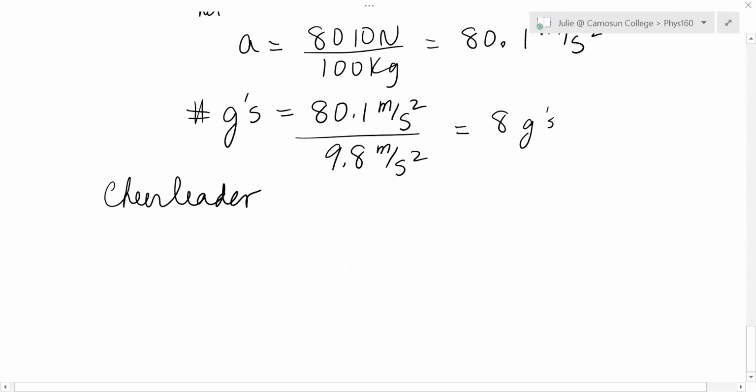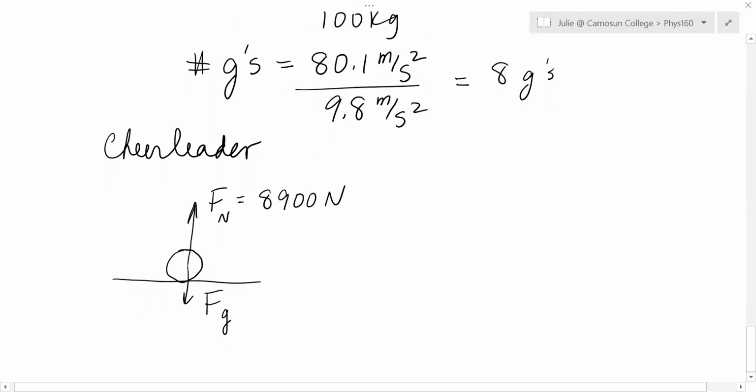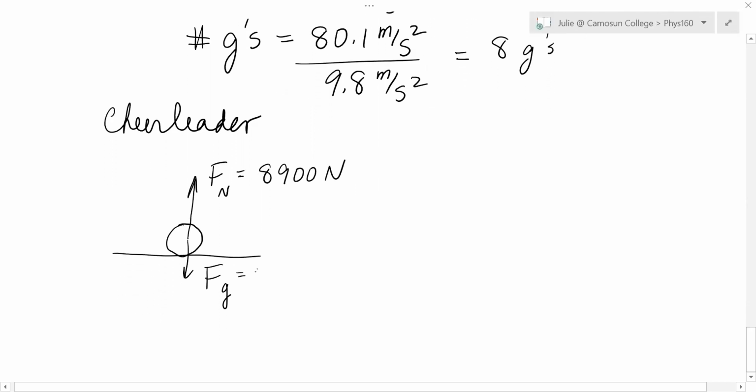It's a little more complicated with the cheerleader when you're hitting the ground, because the force they're talking about is in fact the normal force. Remember, that's the force that you feel. And so this is the 8,900 newtons. But there is also the force of gravity. Now, these are definitely not equal to each other when you impact the ground. The normal force is way bigger because it has to stop you. It's a huge upward force. It has to stop your body from continuing on down. If the floor weren't there, then you wouldn't feel that force at all.